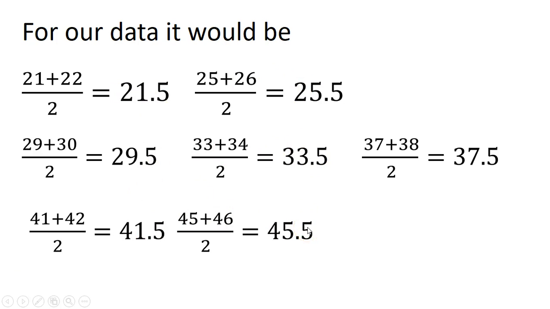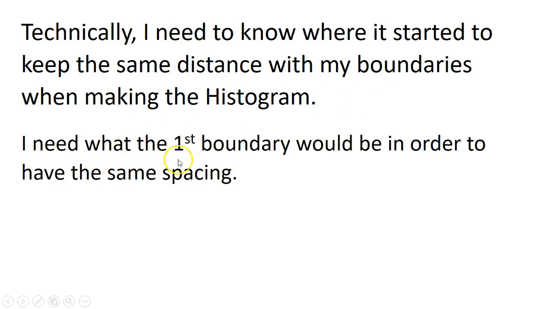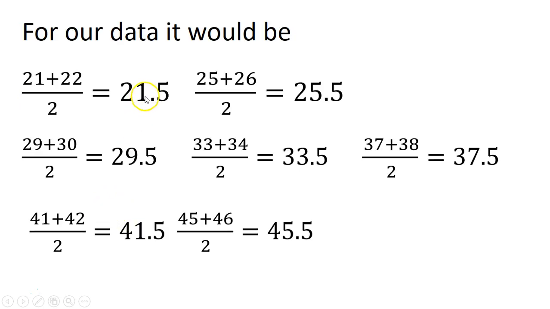Histograms bump right up against each other. There are no spaces in between. So technically I need to know where it started to keep the same distance with my boundaries in making a histogram. I need what the first boundary would be in order to have the same spacing. If I look at all these, it seems like it's 21.5, 25.5. My point is, I started at 18, right? 18 to here is 3.5, but then from here to here is 4, here to here is 4, here to here is 4. It's 4 everywhere else, but it started at 18.